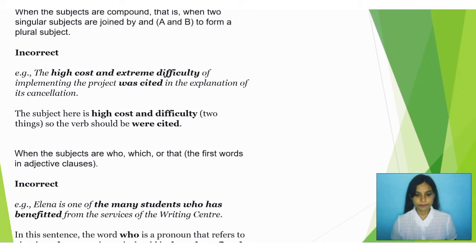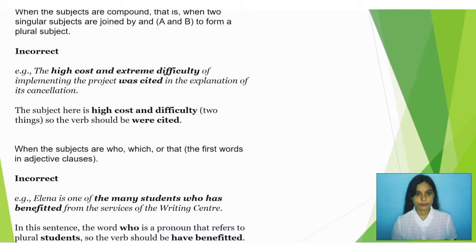Now this says that when the subjects are compound, that is, when two singular subjects are joined by and, that is, A and B. Suppose A is one singular subject and B is one singular subject, to form a plural subject. Okay, let's see the incorrect one first. Example: the high cost and the extreme difficulty of implementing the project was cited in the explanation of its cancellation. So this was is wrong.